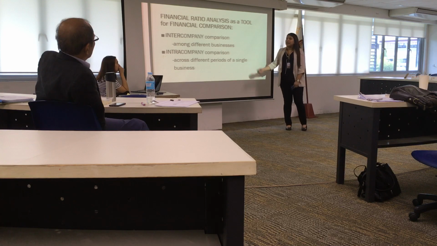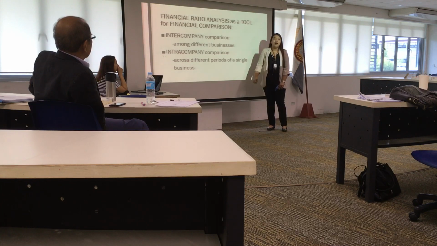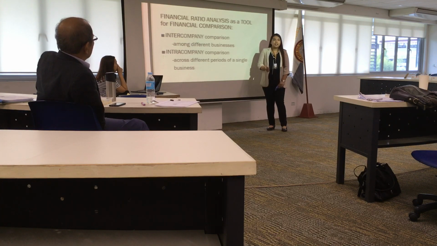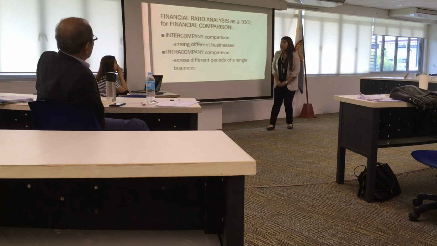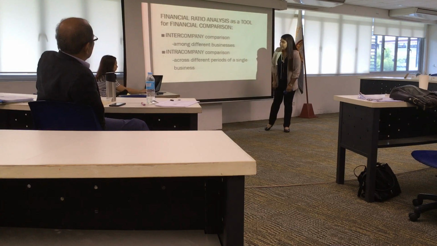So, for financial ratios, we can do comparison. The comparison can either be intercompany or intracompany. Under intercompany, we will compare a business versus another business. The other term would be horizontal comparison. For the intracompany comparison, the comparison is within the business. This is also known as the vertical analysis, wherein we will compare the performance of the different periods of the same business.